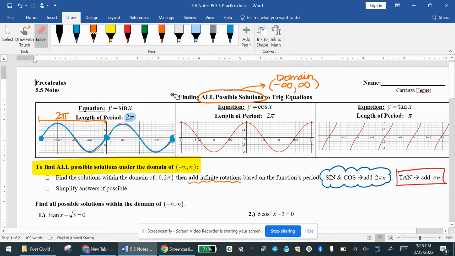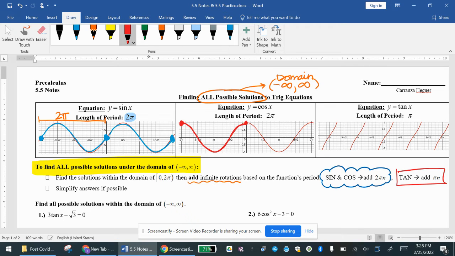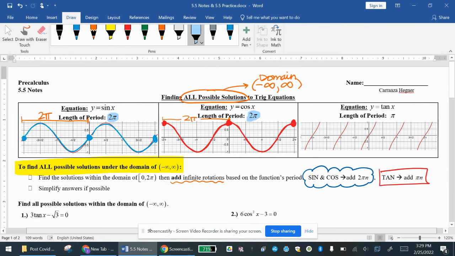Let me use a different color. The length of this one is also 2 pi, and then after the 2 pi, it repeats again. So from here, the same pattern repeats to here. If you look at what I mentioned earlier, sine and cosine require you to add 2 pi n. So in your answers, you're going to add 2 pi n because that's the length of the period. That's how often the pattern repeats. So 2 pi n is the length of the period.